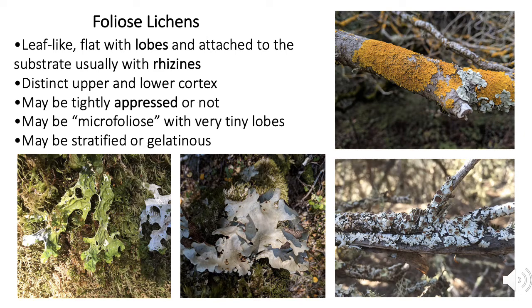Foliose lichens can be tightly appressed, that's pressed down to the surface, almost like a crustose lichen, or they can be a lot more loosely attached. A lot of common foliose lichens have really small lobes, and they're called microfoliose. And foliose lichens can be stratified, unstratified, or gelatinous, which we'll hear about shortly. And overall, they're very diverse, and they're common in most environments that you will see.